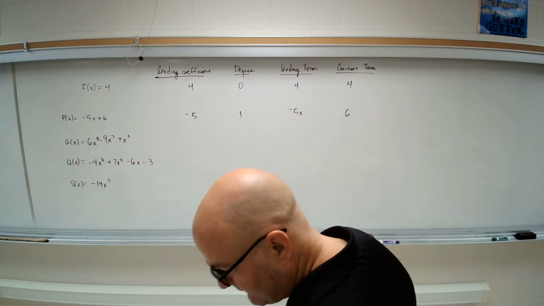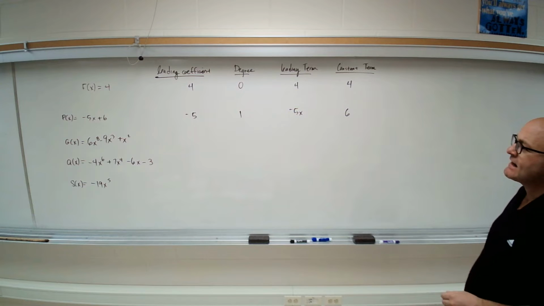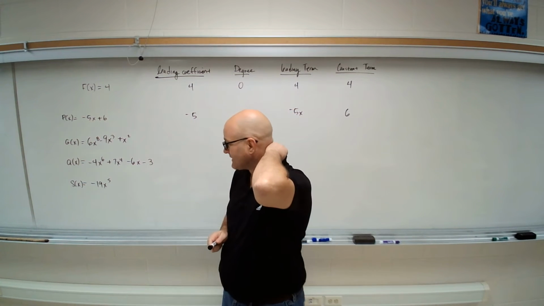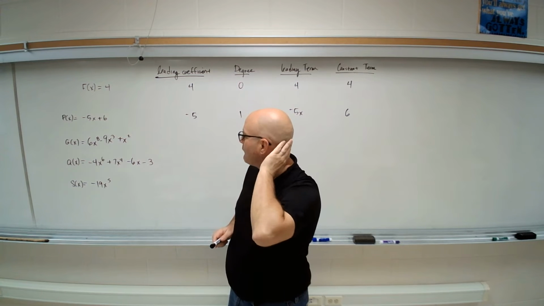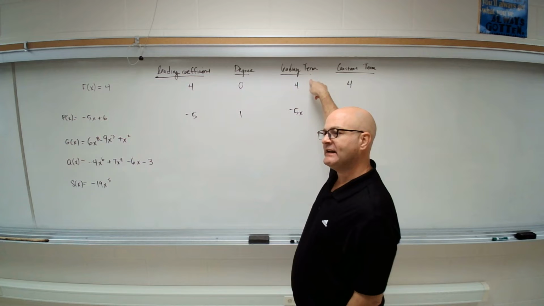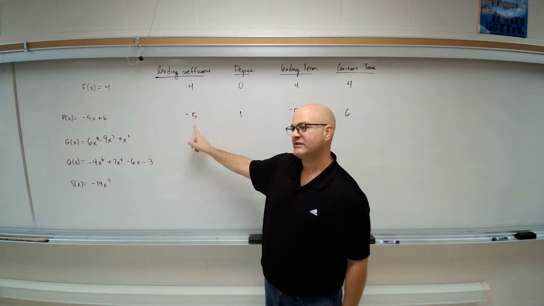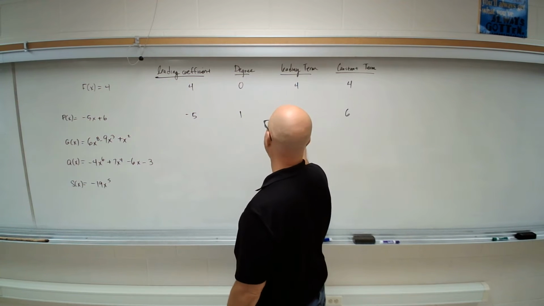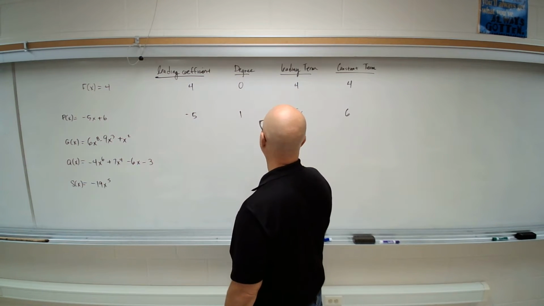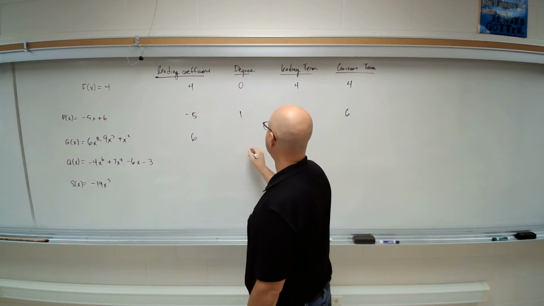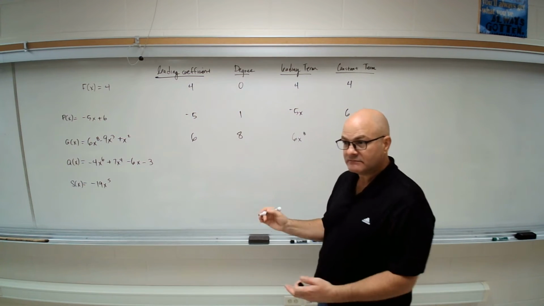So, okay, for the next one here, we have g of x, which is 6x to the 8th minus 9x cubed plus x squared. So our leading coefficient, it's probably easiest to find the leading term first, right? Once you know the leading term, it answers these two questions. So here, the leading term would be a 6x to the 8th. So then the leading coefficient would be the 6. The degree would be 8.